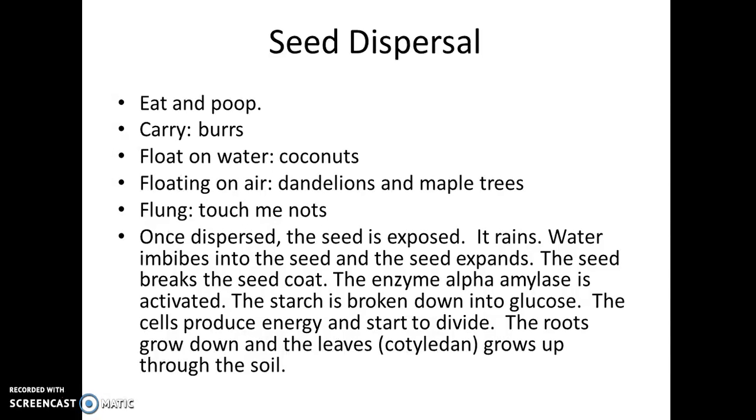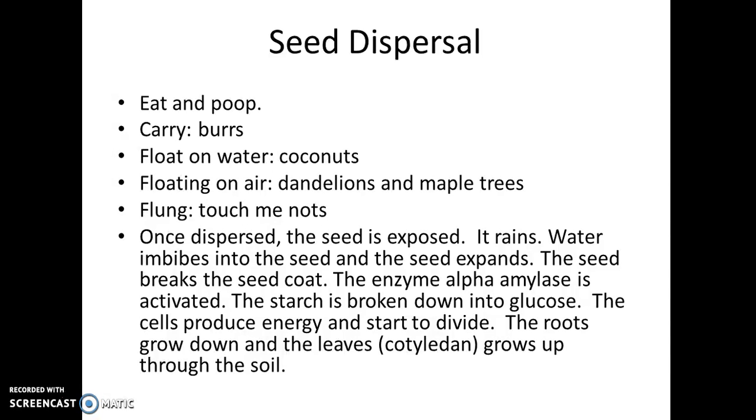So once dispersed, the seed is exposed. It rains, water imbibes into the seed, and the seed expands. So the water moves into the seed by cohesion and adhesion, one of the properties of water. The seed breaks the seed coat, and the enzyme alpha amylase is activated. Now, alpha amylase will break down amylose, which is a starch found in the endosperm of the seed. The starch is broken down into glucose, and the cells of the baby can now use the glucose to produce energy and start to divide.